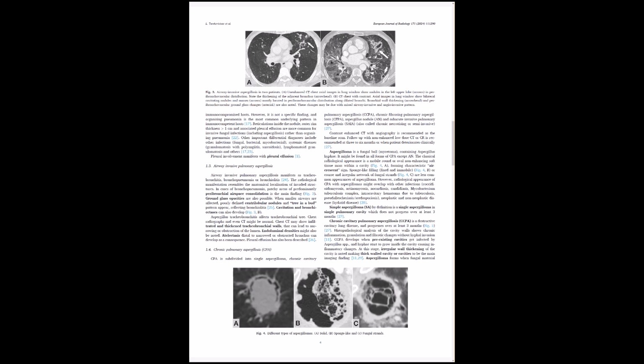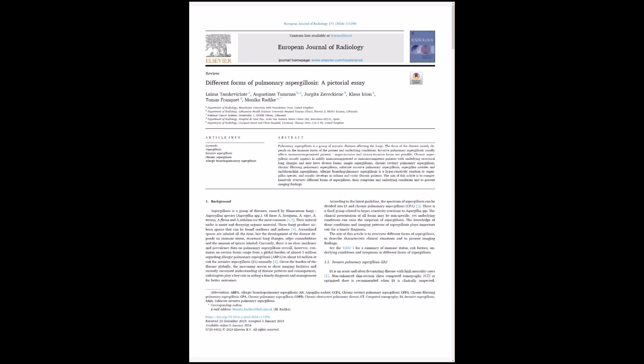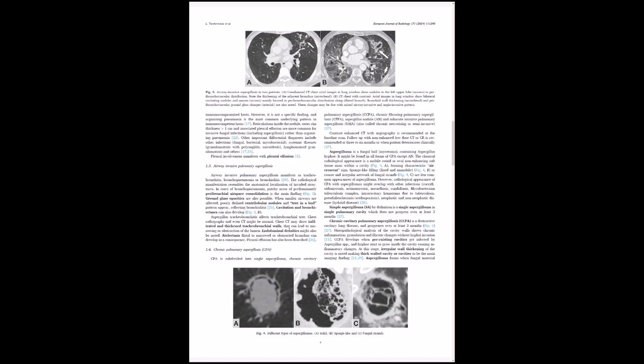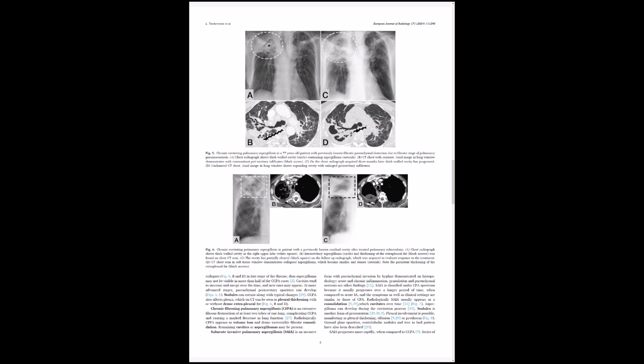Another thing to keep in mind in the differential for a chronic cavitary infection is chronic pulmonary aspergillosis. And I don't really have a good example of my own, so here's some from the literature. This is from the European Journal of Radiology in 2024. And chronic pulmonary aspergillosis can be subdivided into multiple different forms, but typically it affects patients who, similar to fibrocavitary NTM, have abnormal lungs to begin with.